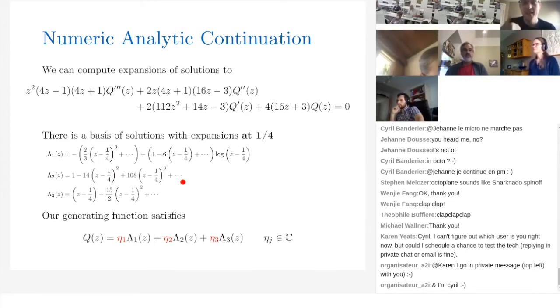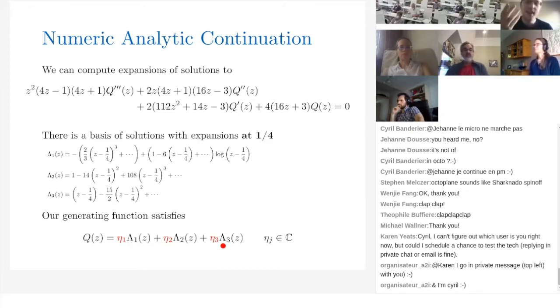So I can, again, try to apply this method near z equal to 1/4. And again, I would compute a basis of solutions. It might be a little small now. I hope everyone can see this. If you can't, the main point is that we get two power series here, so two functions which are analytic at 1/4, and one up here that has a logarithm singularity. And again, we can write our generating function as a linear combination of these basis elements.